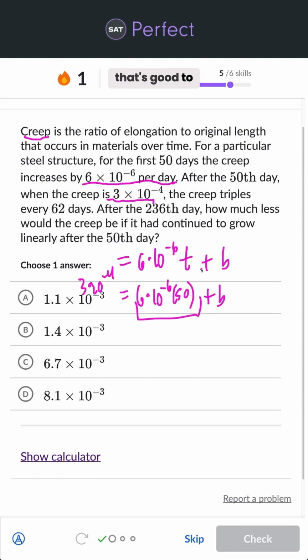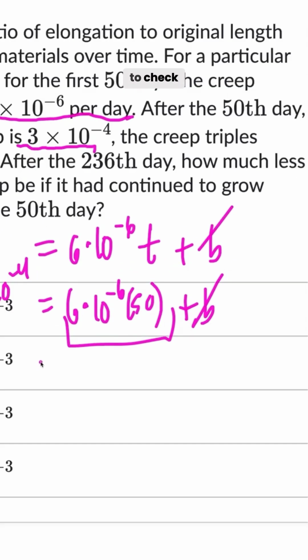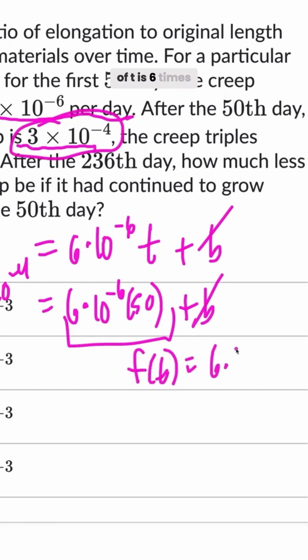And sometimes that's good to have. And it actually is 0. So since it is 0, it's just good to check, right? You are starting from 0. So this is your creep. This is your function. F as a function of t is 6 times 10 to the negative 6th times t, number of days.